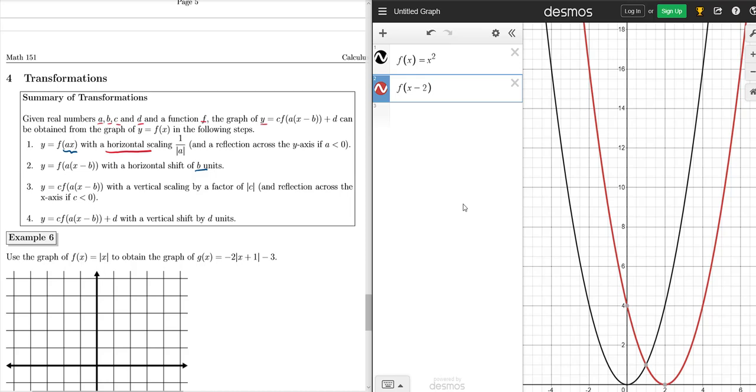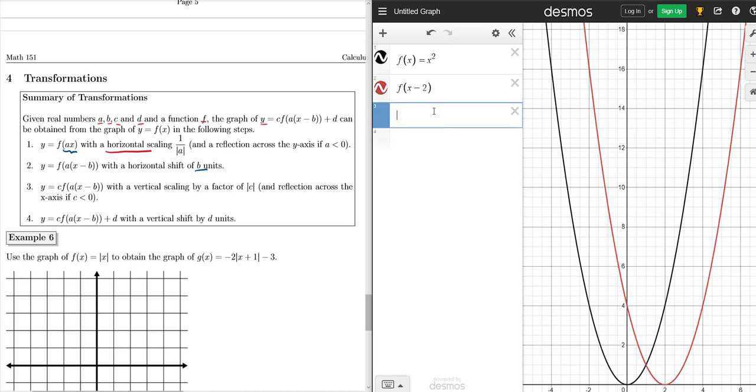We just saw it with the horizontal scaling, where we were multiplying by an a, but what we actually ended up doing was dividing by an a. And it's the same thing here. If we're subtracting by a number, what we end up doing is actually shifting to the other side.